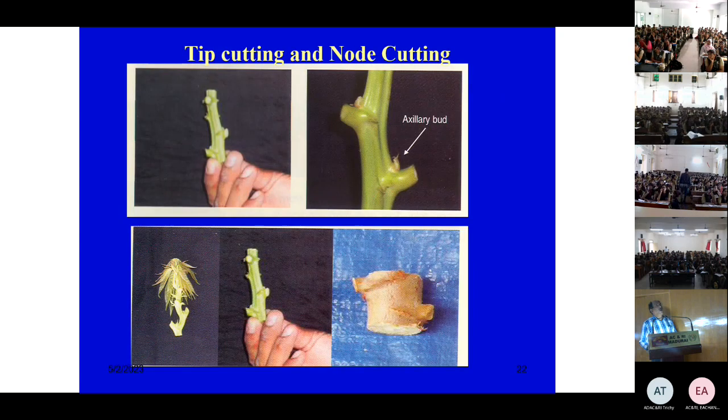So the tip and node cuttings are also used for propagation. So this is the two noded cutting. So almost it forms leaves and roots.